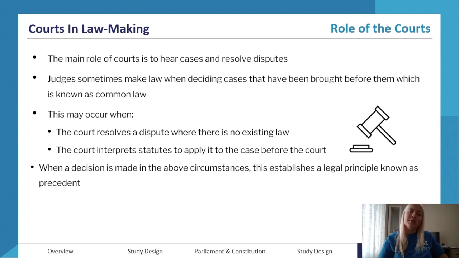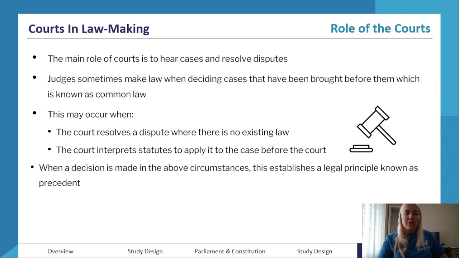Now, courts also have a role in making their own laws. Judges sometimes make law when deciding cases that have been brought before them, which is known as common law. Judge-made law is referred to as common law, law that is created in the course of resolving disputes. There are requirements for common law to be made, which you must know.